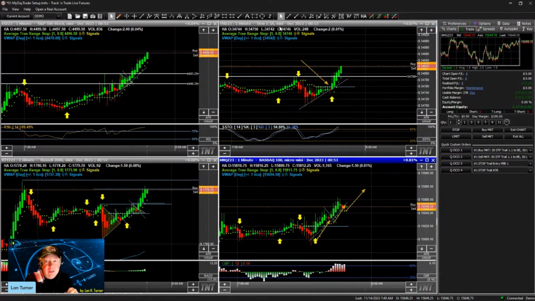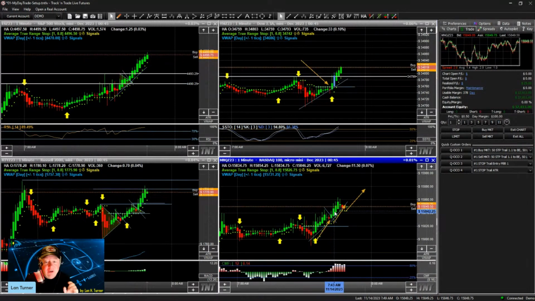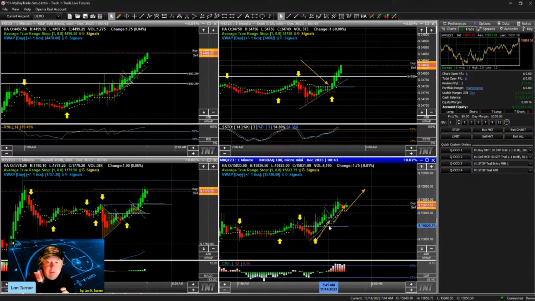We have the minis, which you can see up here on the Dow, the S&P, and the Russell are all the mini. But notice down here in the bottom right corner, this is the NASDAQ. It's called a micro mini. So it's 10 times smaller in value.